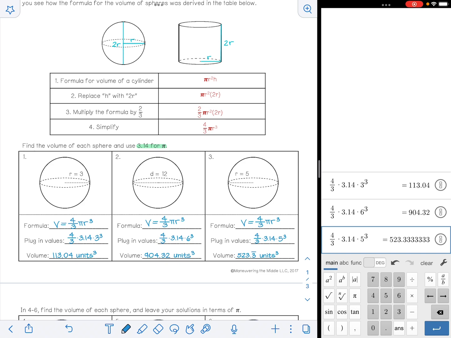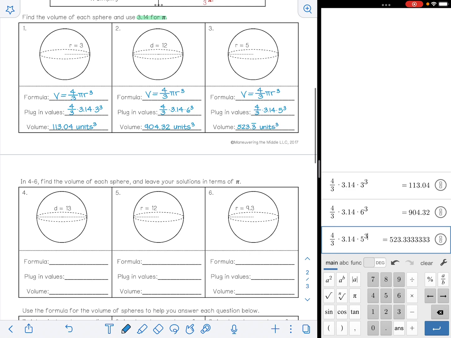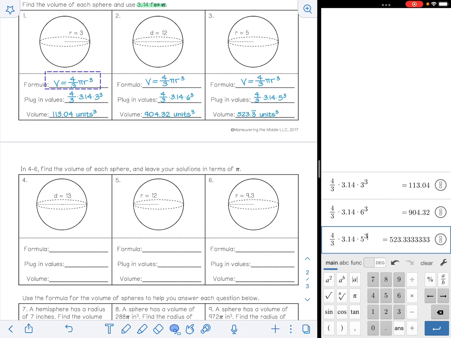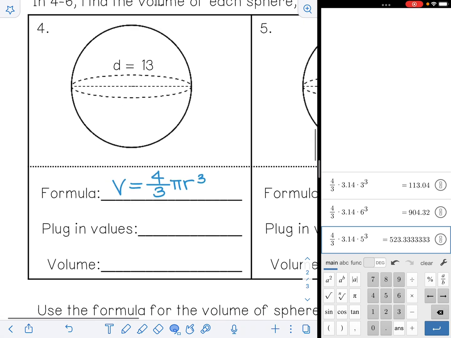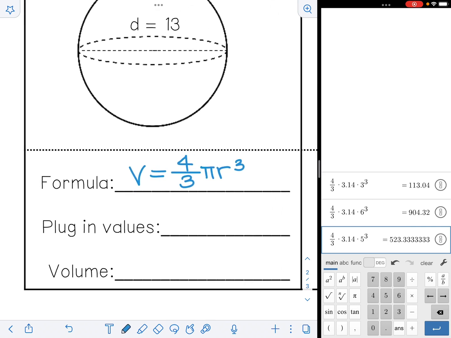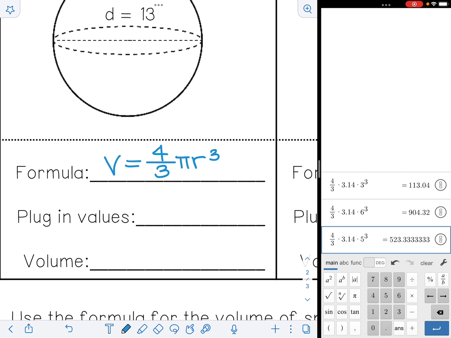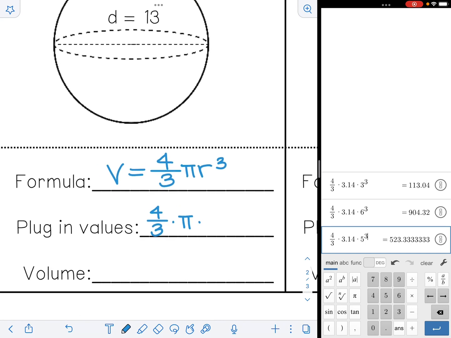On the next page, we are going to practice leaving our solutions in terms of pi, which we practiced back with our cylinders. So remember, when we find something in terms of pi, we're multiplying everything together but the pi. And then I'm just going to copy that same formula down because the formula we're using does not change. So in this case, we are not going to use 3.14 for pi because we're not actually even multiplying the pi in. So I take my 4/3 multiplied by pi, multiplied by the radius to the third power.